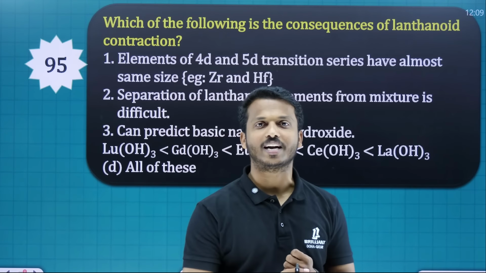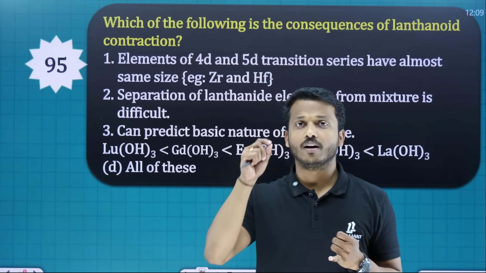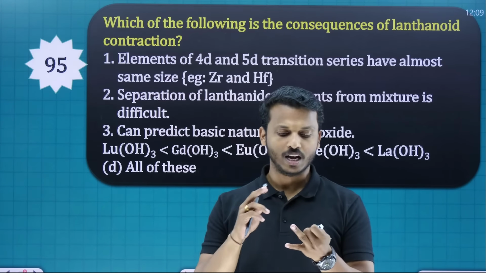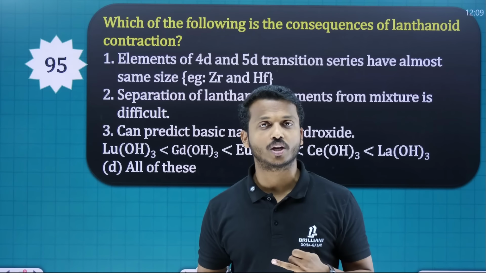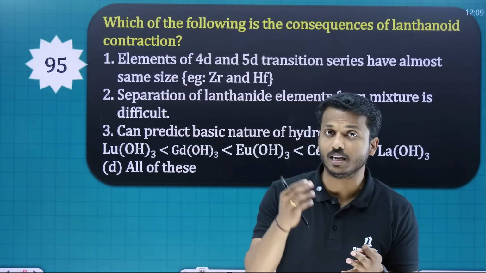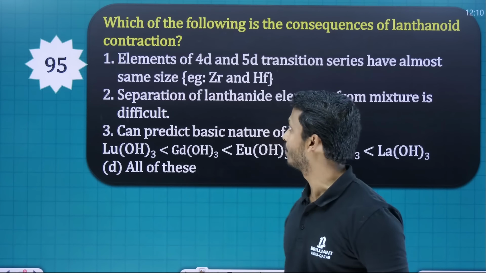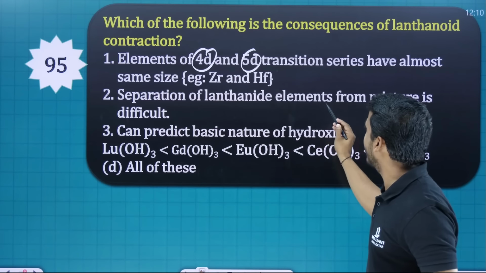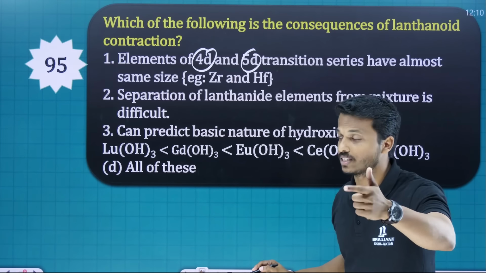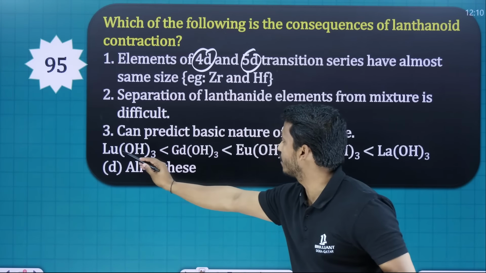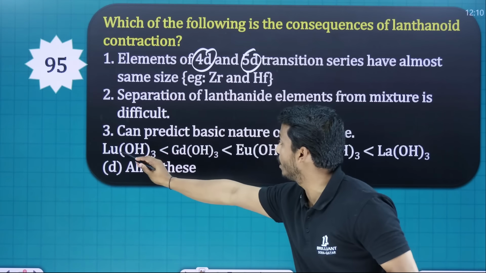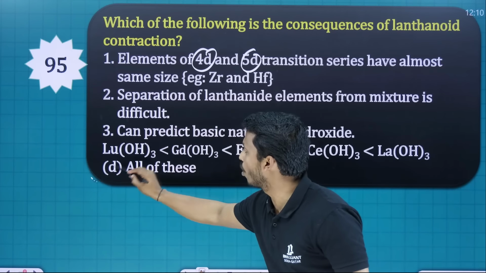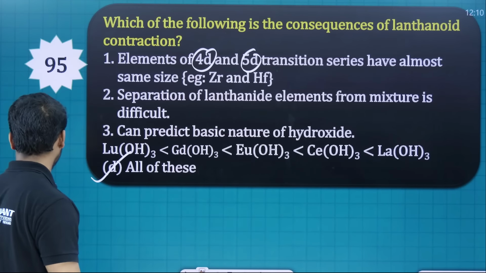Which of the following is the consequence of lanthanide contraction? There are three consequences we studied. One is the 4d and 5d transition element series show similar atomic size. Second, separation of lanthanides from mixture is very difficult because they have similar size. Third, we can predict the basicity from lanthanum to lutetium, basicity decreases. Yes, correct. So all of these are the three consequences of lanthanide contraction.